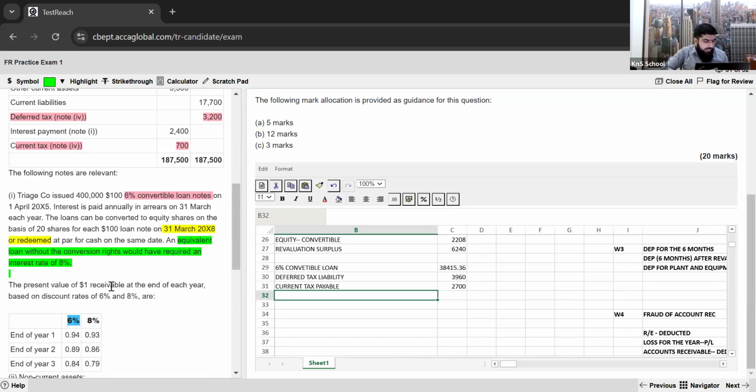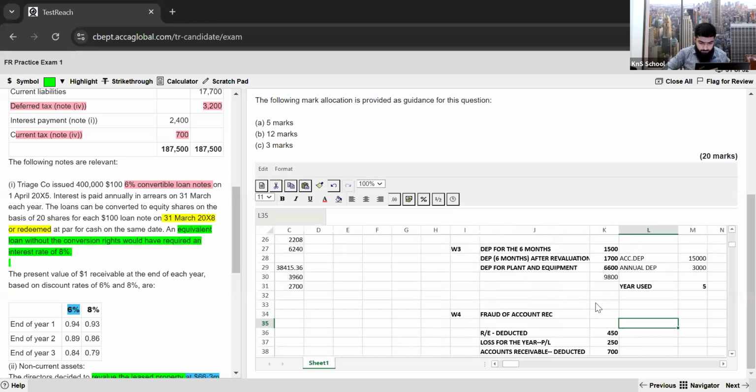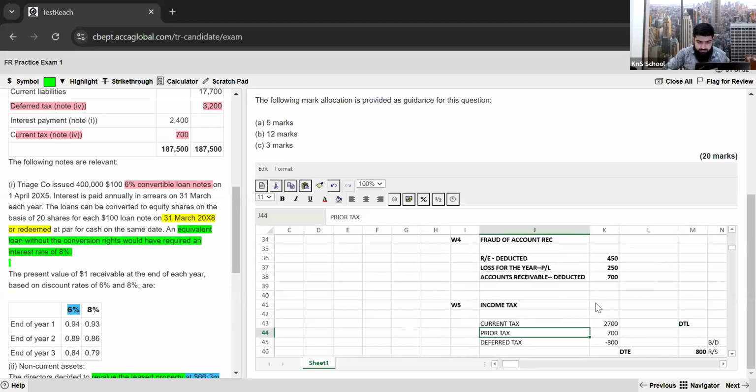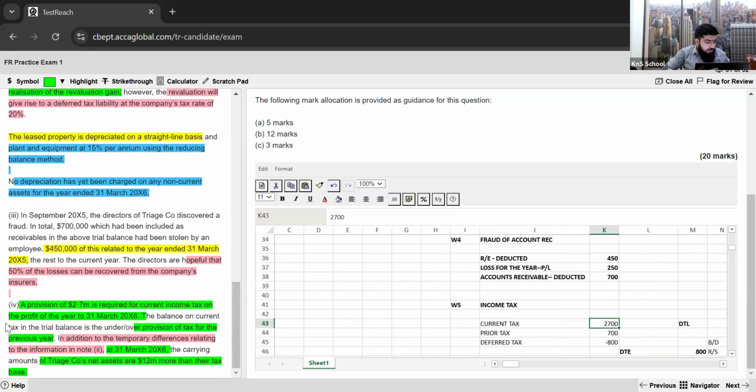Is there any other liability that needs to be accounted for? Here is the current tax, that is 2,700. No calculation was required because this was given in the question. Let me show you where it is given here. The provision of 2.7 million required for the current income tax on the profit for the year ended 31st March 2006.